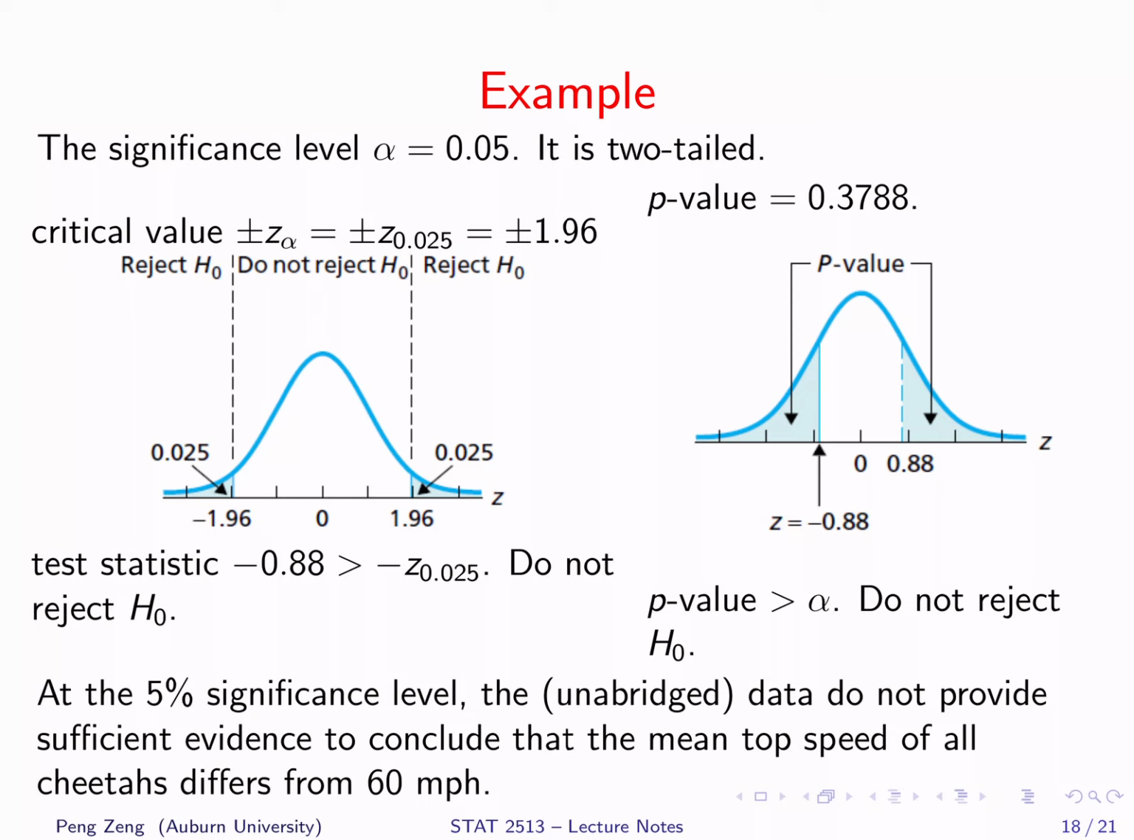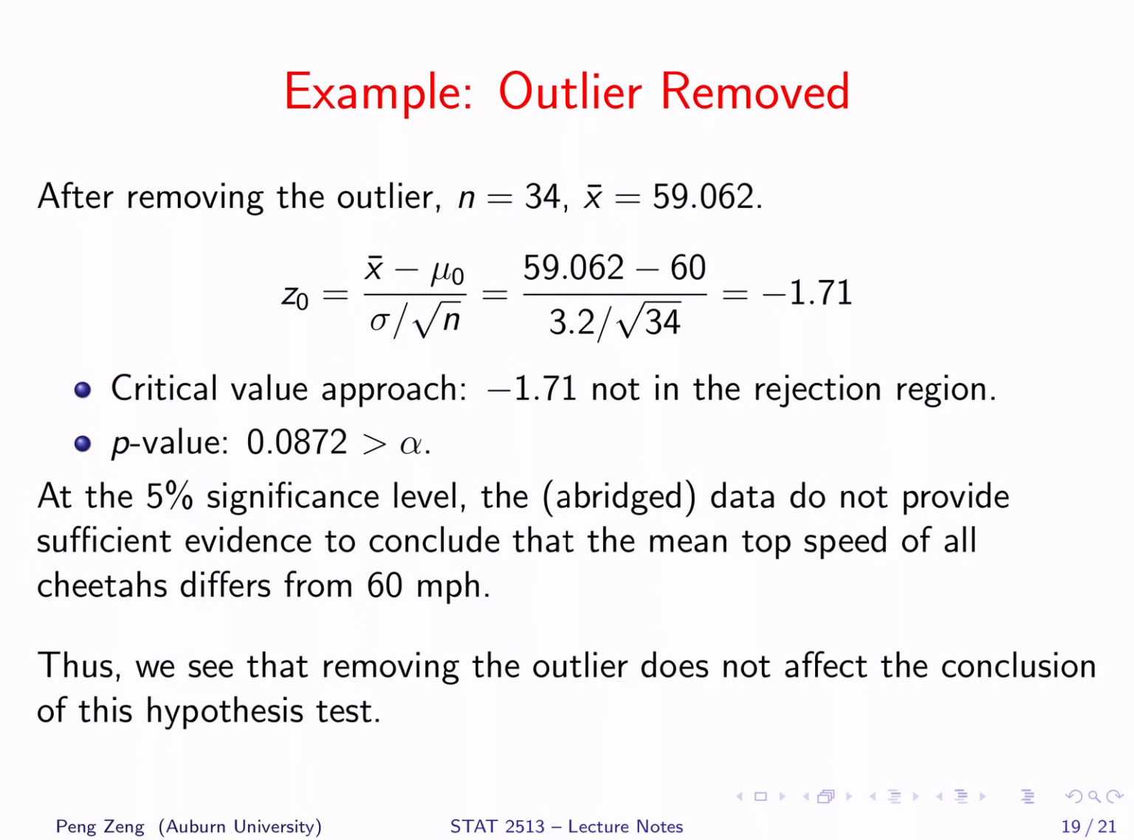At the 5% significance level, the unabridged data do not provide sufficient evidence to conclude that the mean top speed of all cheetahs differs from 60 miles per hour. We can remove the outlier and repeat the procedure. Because one outlier is removed, the sample size becomes 34, and the sample mean is 59.062. Compute the test statistic in the same way.